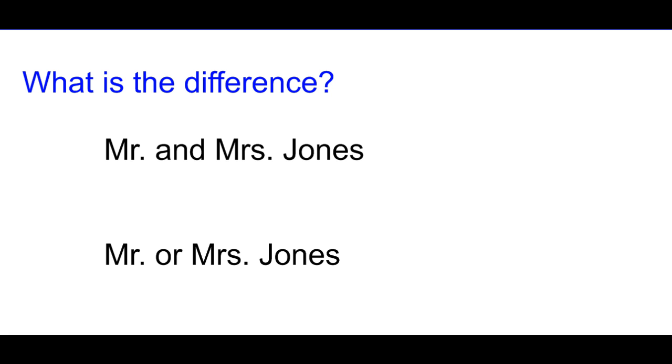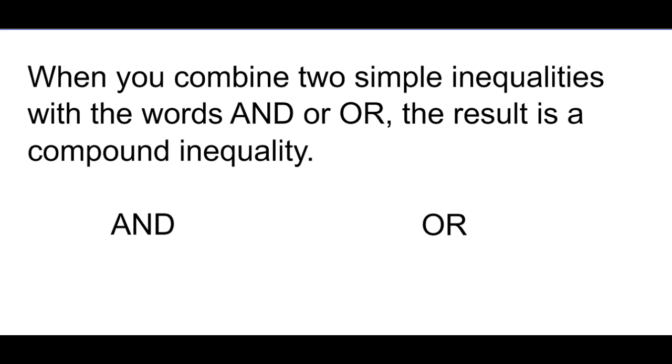If the check says Mr. or Mrs. Jones, then either one of them can do something with it. So in the legal world, that's pretty important. When you combine two simple inequalities together with the words and or, the result is what we call a compound inequality. Now, the word and means both situations have to be observed. The word or gives you a choice. There is no choice with and. Everything has to be included with and; with or you are given a choice.